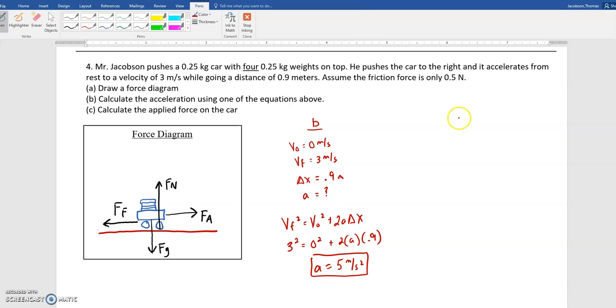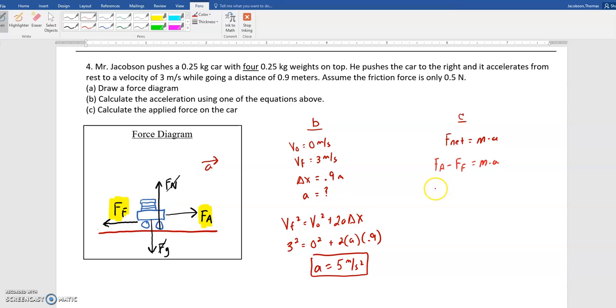I then want to calculate out the applied force, and whenever we're doing that, we're going to be using F net equals ma. And you can look at our force diagram, and this object is accelerating to the right. So that means the forces going to the right are going to be positive, and the forces going to the left are going to be negative, and the forces up and down are going to cancel out. Therefore, when I do my F net equals ma, I have a positive Fa, and I subtract off the Ff, and that's going to equal mass times acceleration.